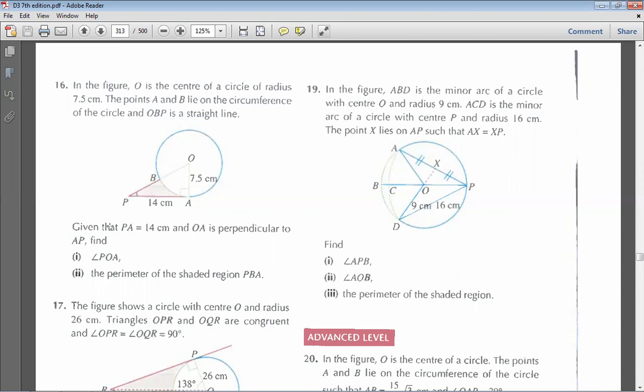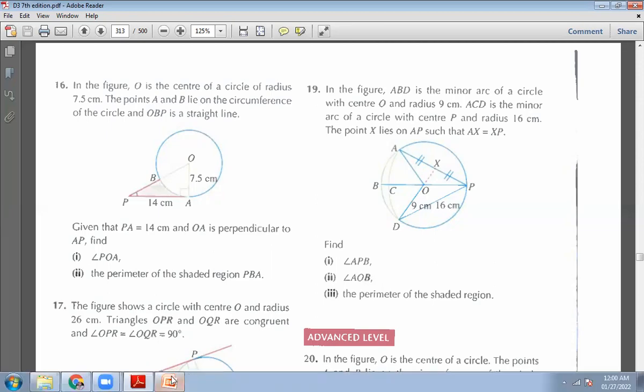This PA is 14 centimeter, and this area is shaded. Given that PA is equal to 14 centimeter and OA is perpendicular to AP, find the angle POA. I want to find out this angle. It's a right angle triangle. And the second part is to find the perimeter of the shaded region, PBA. So we want to find out the perimeter of this shaded region. So let's go to the solution.